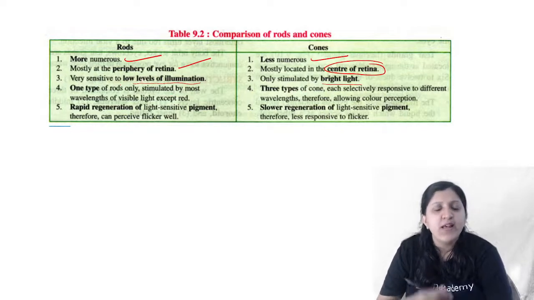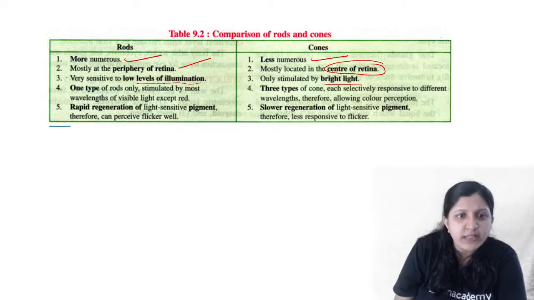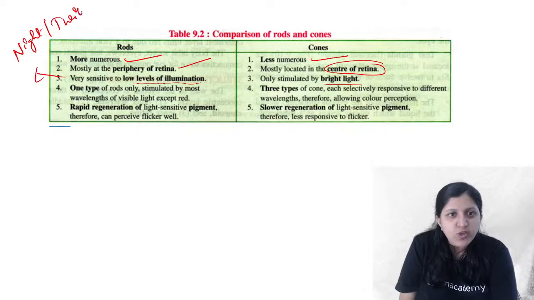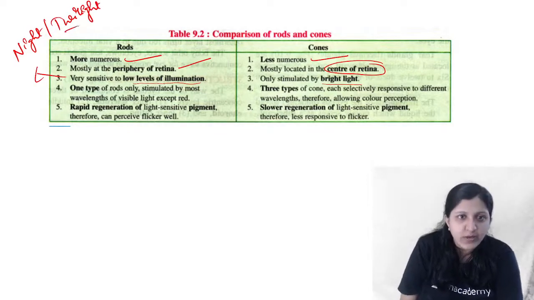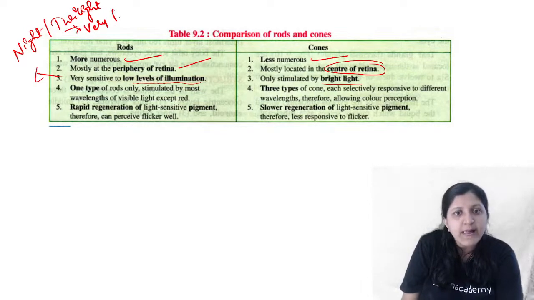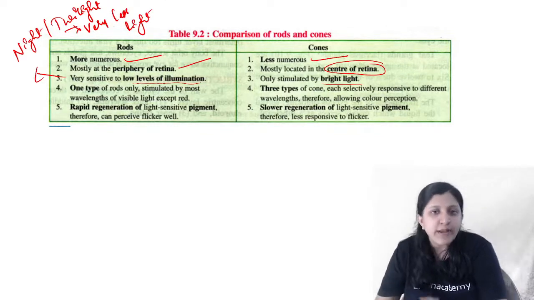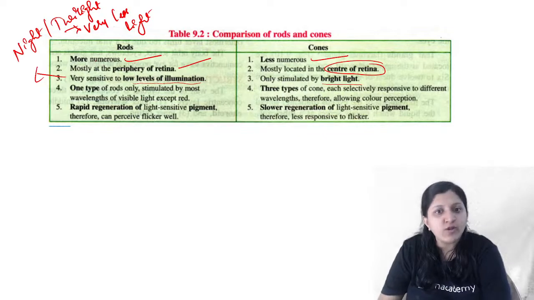This one requires very little light. So this one is night vision, what we mentioned. Night vision, or maybe twilight vision, will require very, very little light. As you can see, only the black and white vision is going to be because of these rods.